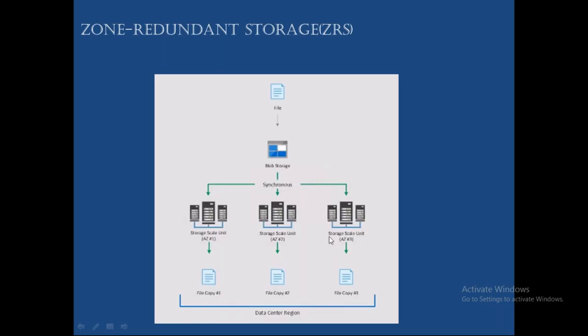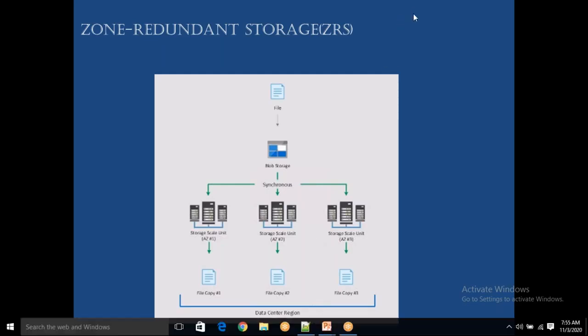But the cost is very high if you select zone redundant storage, because your data is located in 3 different availability zones. When you have sensitive data and you don't want to lose it at any time, then you need to go for zone redundant storage. Okay, clear? What is the difference between local redundant storage and zone redundant storage? Everybody's clear?